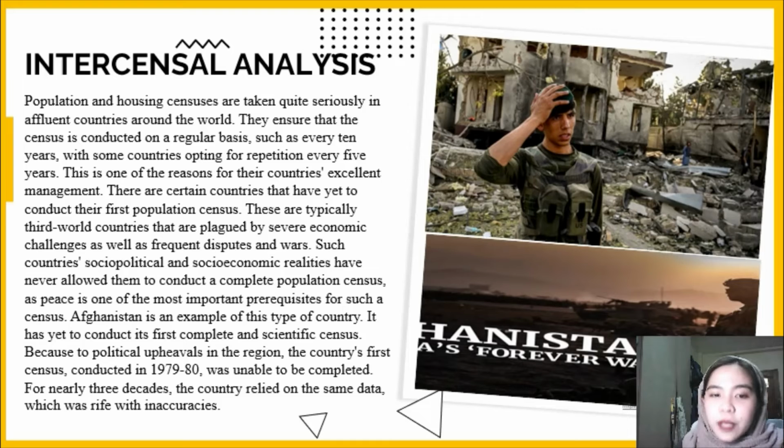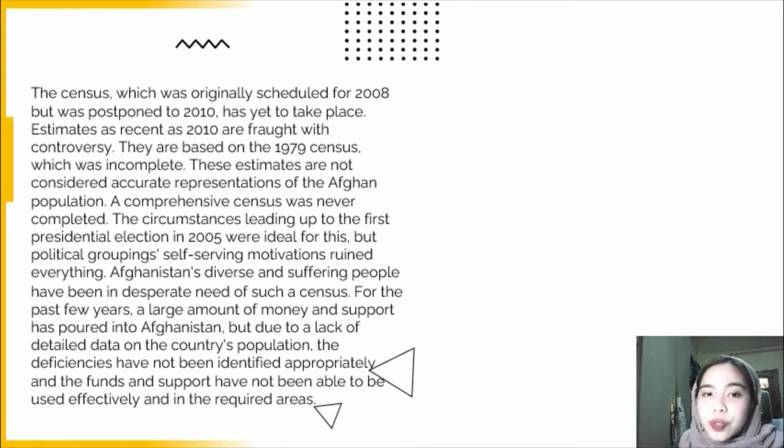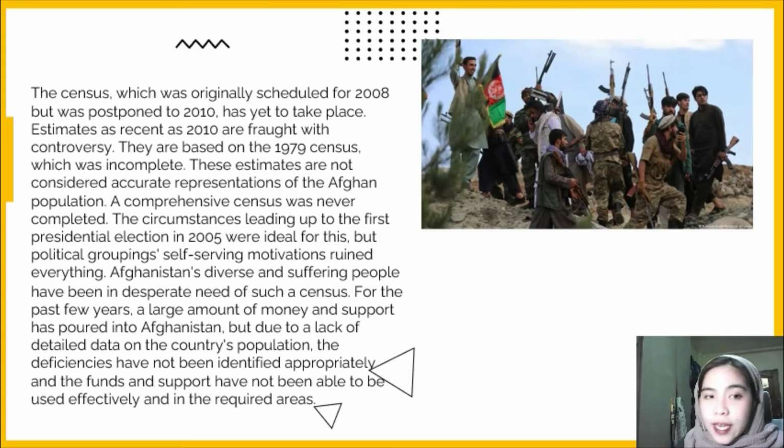Because of political upheavals in the region, the country's first census, conducted in 1979 to 1980, was unable to be completed. For nearly 3 decades, the country relied on the same data, which was rife with inaccuracies. Of course, they were at war, so there really were inaccuracies. The census, which was originally scheduled for 2008 and postponed to 2010, has yet to take place.